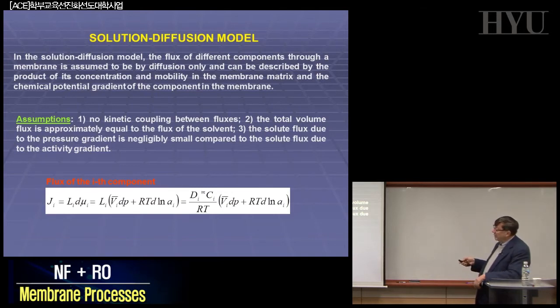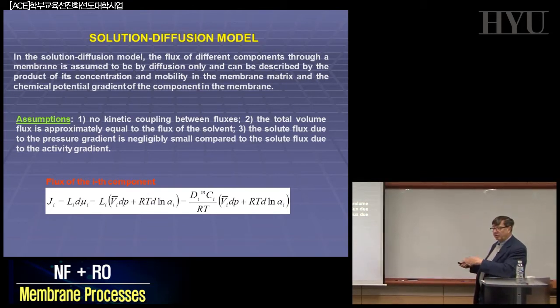So if this is the mechanism, some assumptions have to be introduced. For example, that fluxes are independent. This is not the case, but we assume no kinetic coupling between different fluxes, solvent and ions. Total volume flux is, as a first approximation, equal to the flux of the solvent. The solute flux due to the pressure gradient is small compared to the solute flux due to the activity gradient, the concentration difference. That's why we are talking about diffusivity. And so these assumptions are present in the solution-diffusion model.